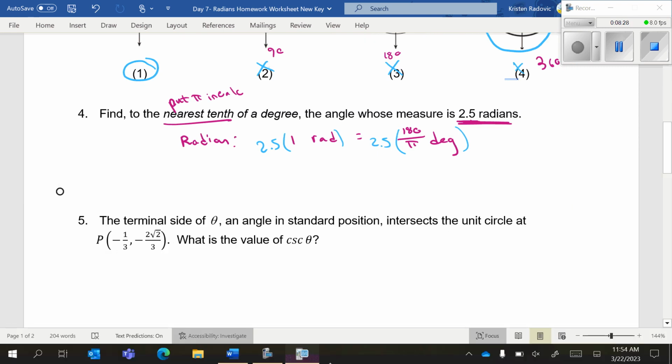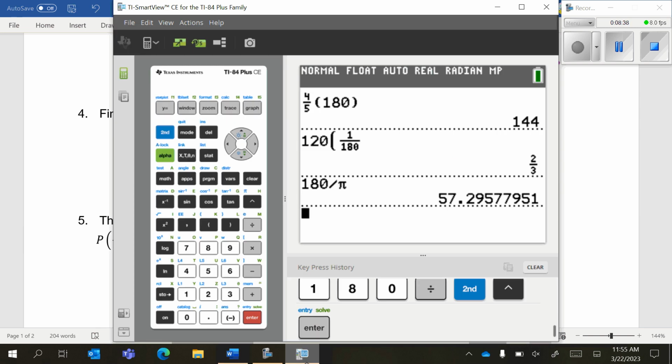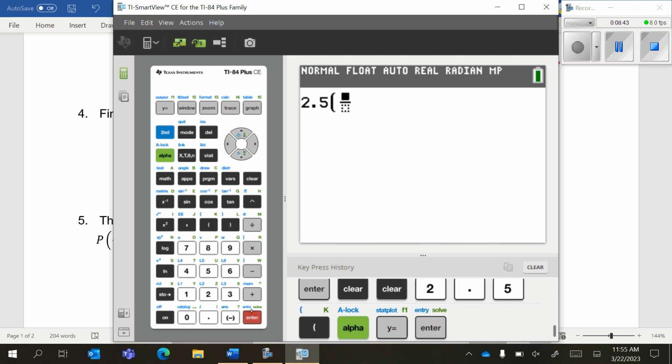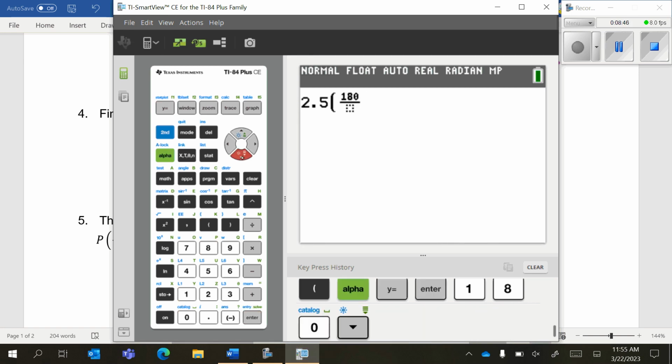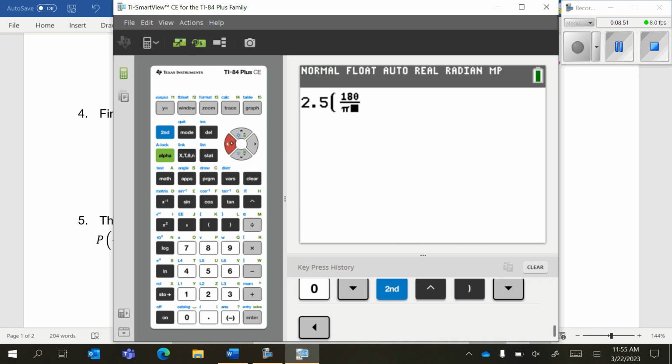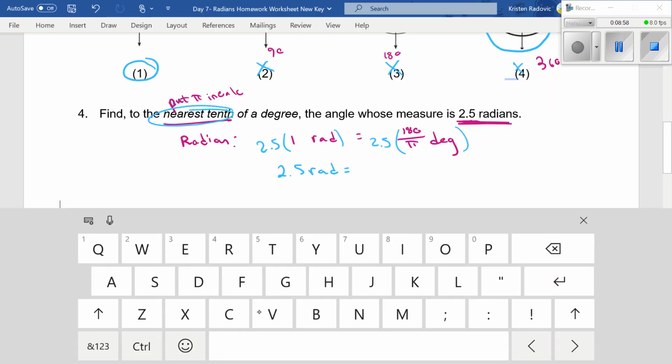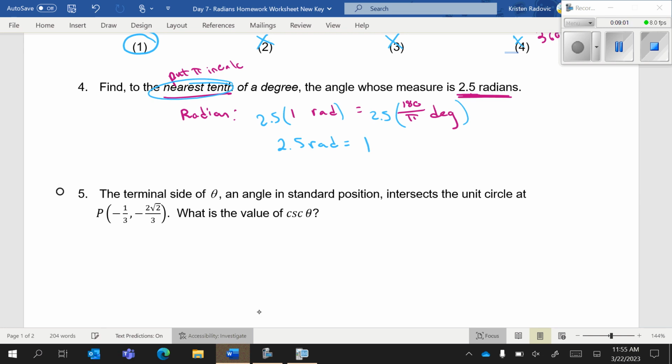So 2.5 times 1 is 2.5 radians. On the left side, because they're telling you to round, put all of that in the calculator. We're going to have 2.5 times the fraction 180 over pi. And you get 143.239 degrees. They told us to round to the nearest tenth, so I'm just going to write 143.2.